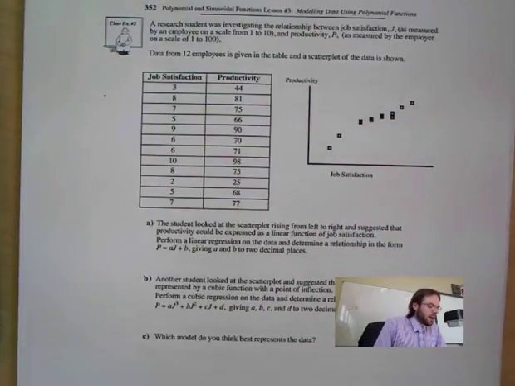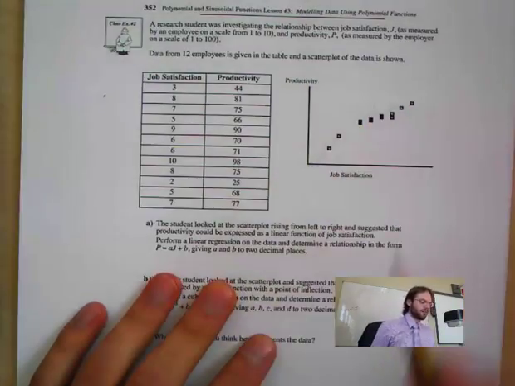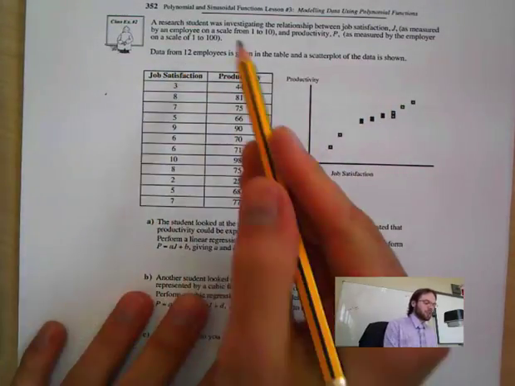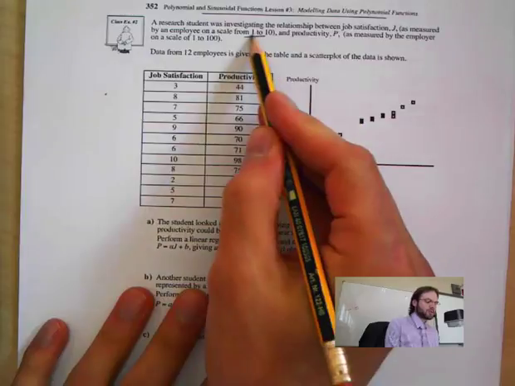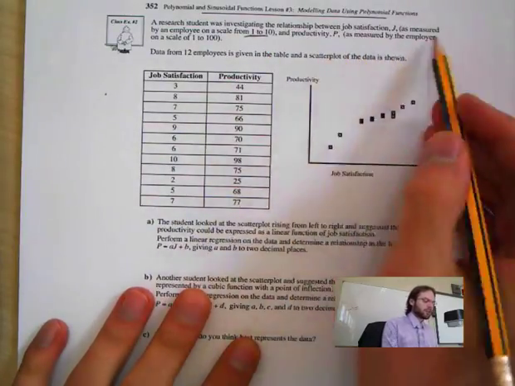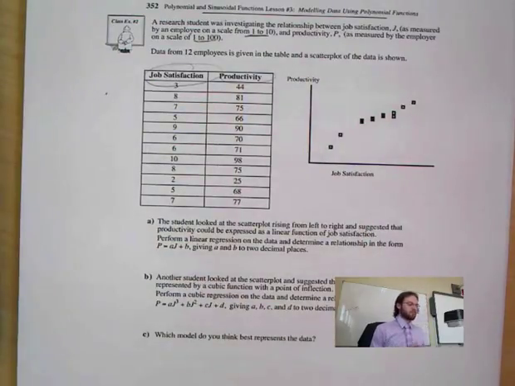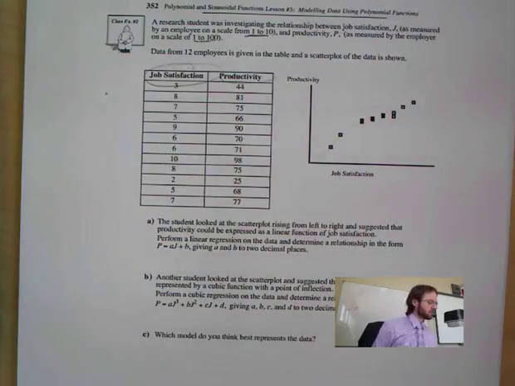So example 2 says, a research student was investigating the following relationship between job satisfaction and productivity. So here we go, and we have this graph here. Now, the data from 12 different employees is given. The job satisfaction is measured on a scale of 1 to 10, and productivity is on a scale of 1 to 100. So we have job satisfaction versus productivity. Okay, seems like good research.